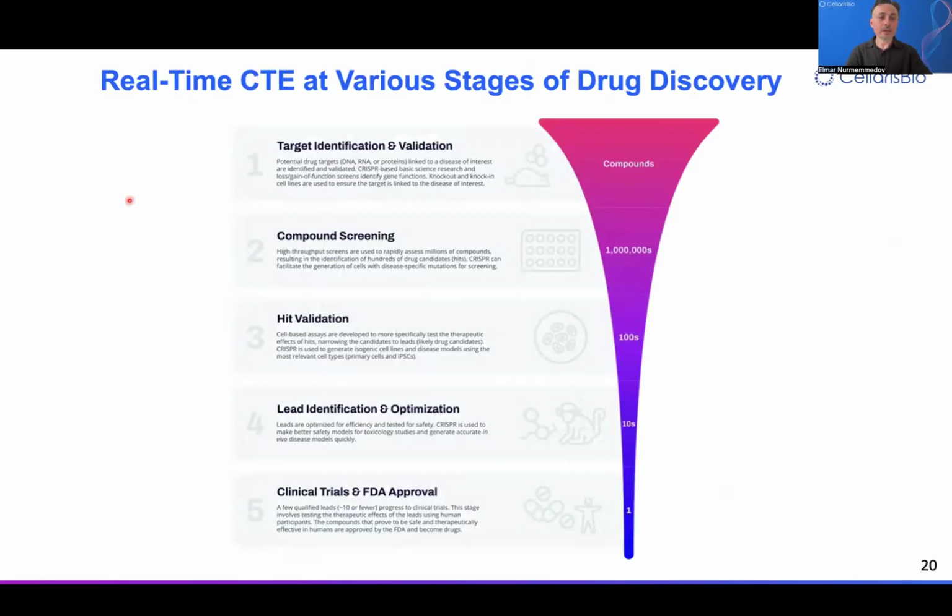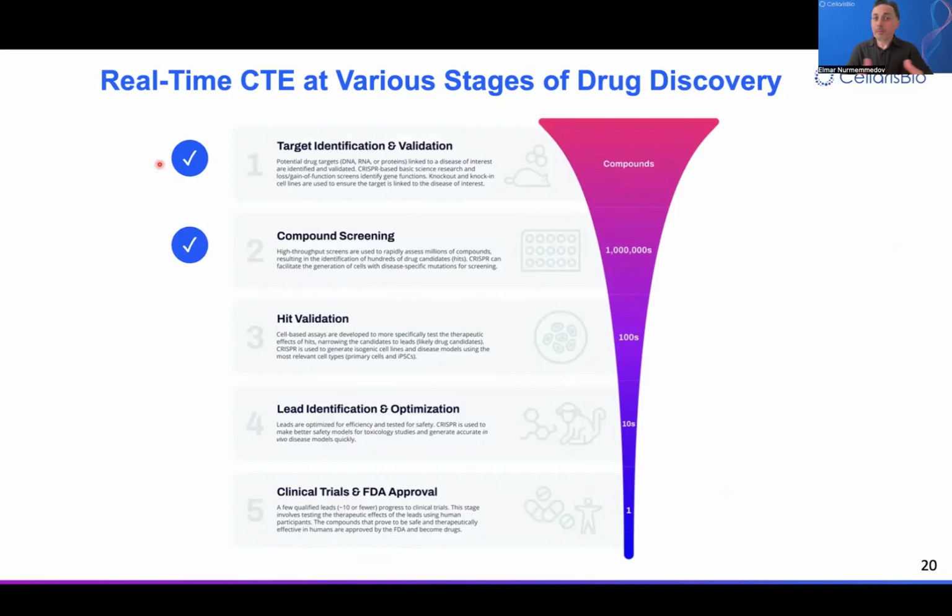Now, in summary, I want to make a few points about where real-time cell target engagement can be used in the realm of drug discovery, drug development. You can certainly use that for target identification and validation. You can interrogate the targets for their response to cell target engagement altogether, and you can detect their tractability, you can score them, and this would be a great start to your drug discovery programs.